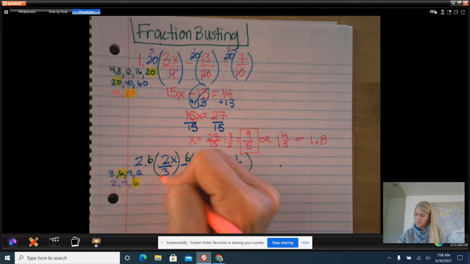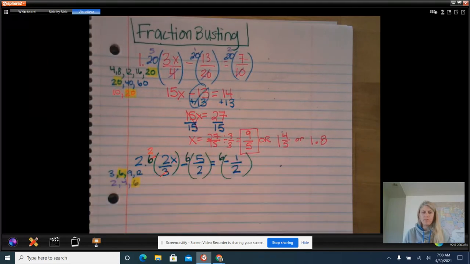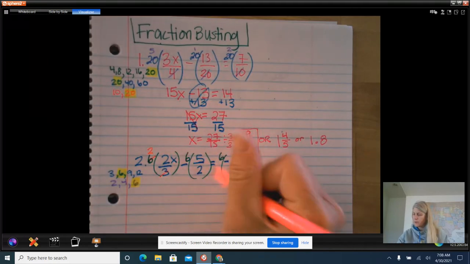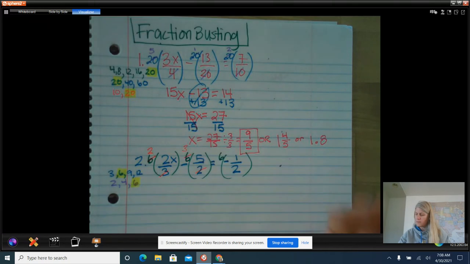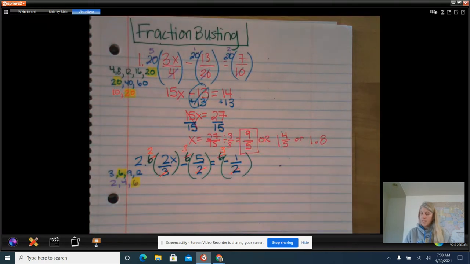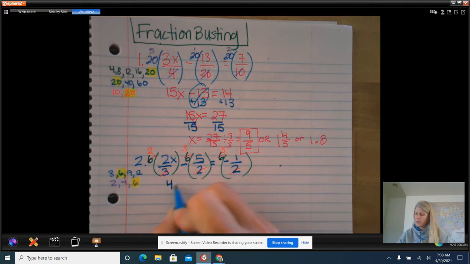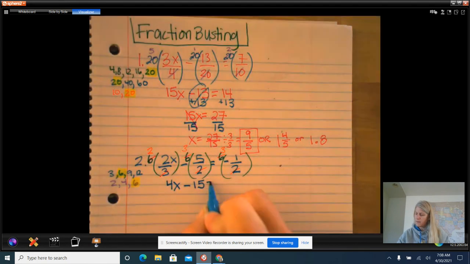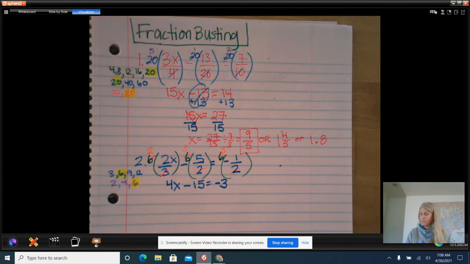3 goes into 6 twice, so we cross them both out and put the 2. 2 goes into 6 3 times, and 2 goes into 6 3 times. Now we're ready to go ahead and multiply. 2 times 2x is 4x. Negative 3 times 5 is negative 15. And 3 times negative 1 is negative 3.